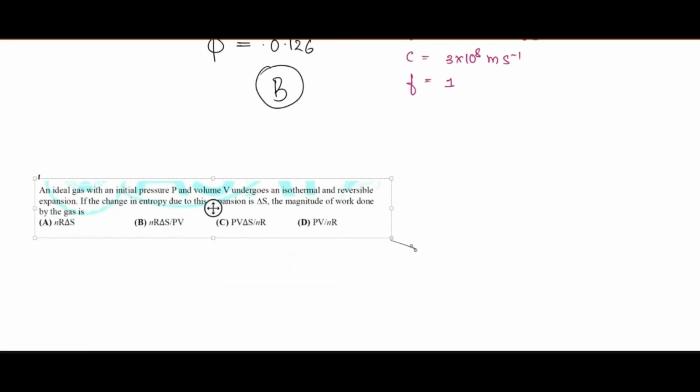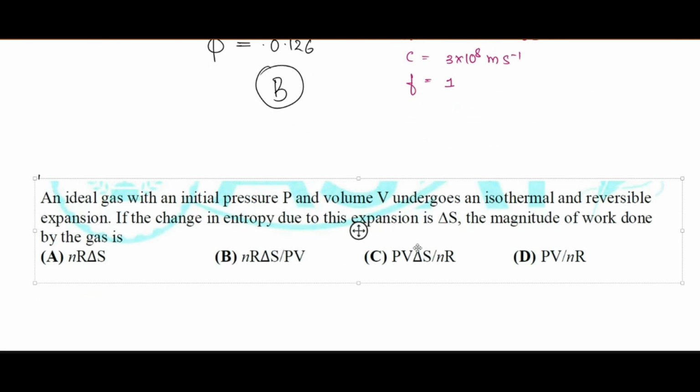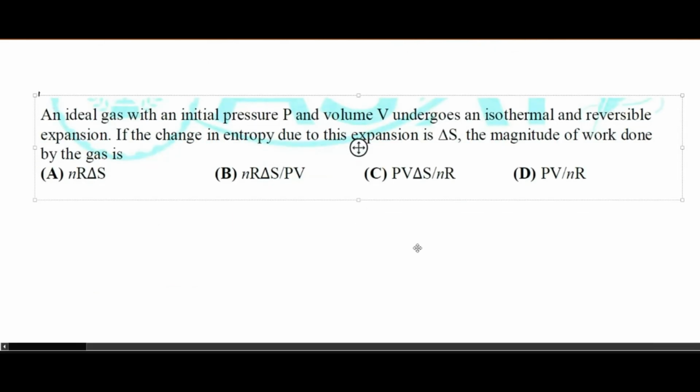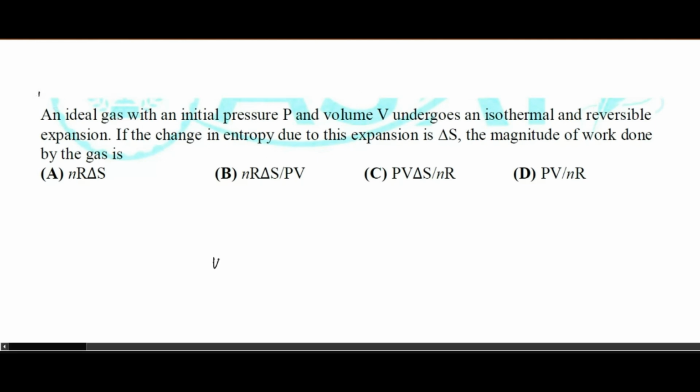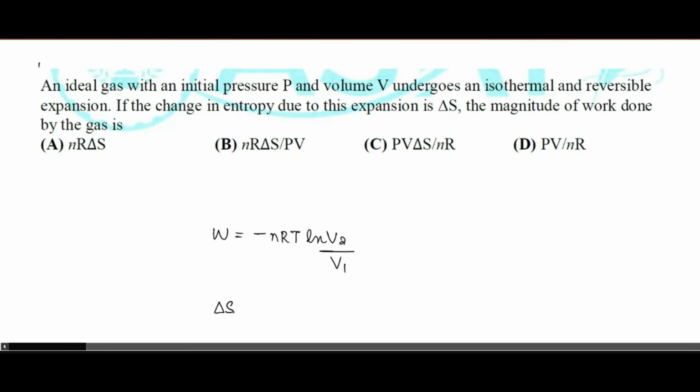Next question. Easy. It says an ideal gas with an initial pressure P and volume V undergoes an isothermal and reversible expansion. For isothermal reversible expansion, the work done, as we know, is equal to minus nRT ln V2 by V1. And if the change in entropy due to expansion is delta S, then for reversible isothermal expansion the entropy is nR ln V2 by V1. Note that when it is isothermal, the equation is nR ln V2 by V1.